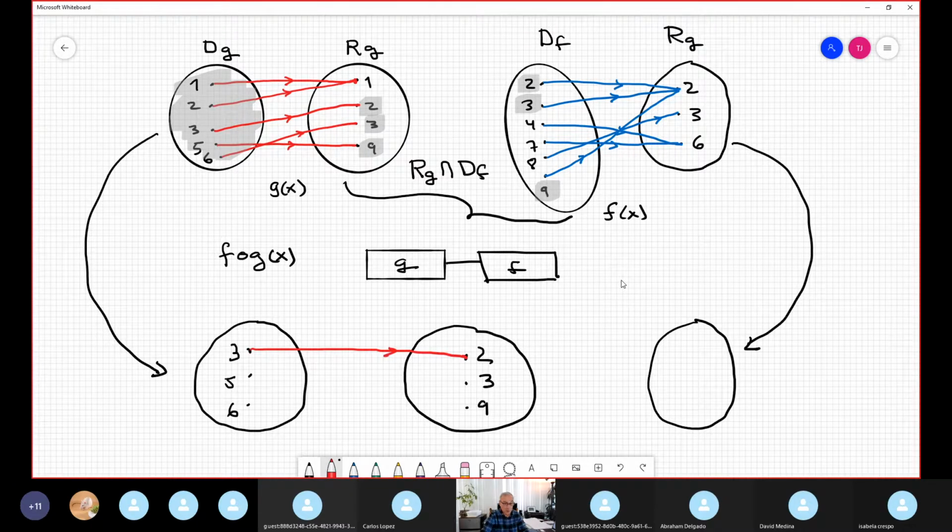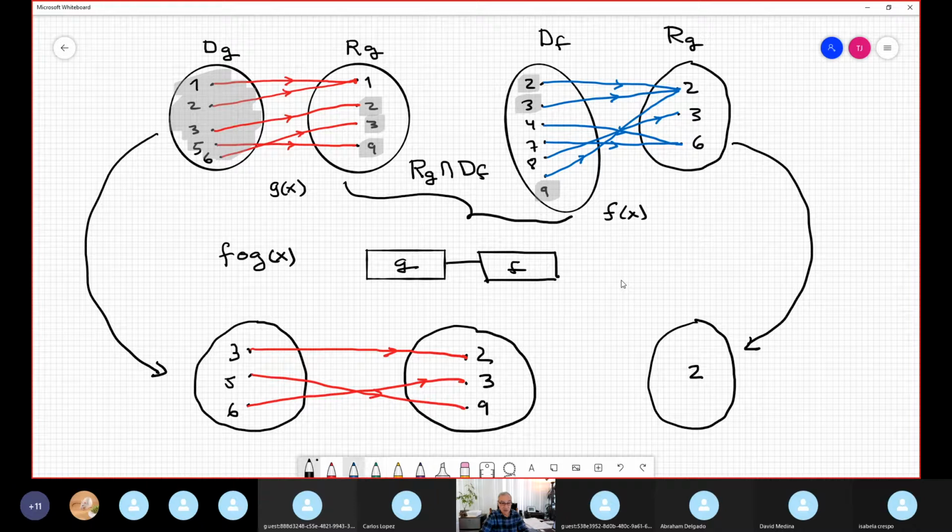5 connecting by 9, yes. And 6 connecting with 3. And the other set, well, I suppose that the only guy that can stay alive is 2. Because, you know, 4, 7, and 8 are connecting by 3 and 6. But the only one connecting by 2 is 2, 3, and 9.